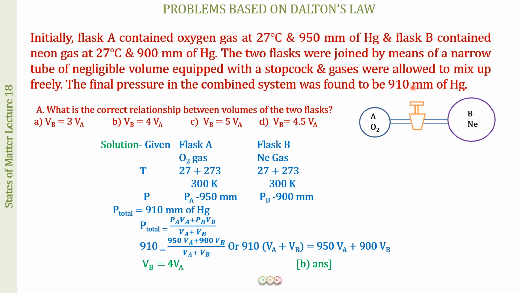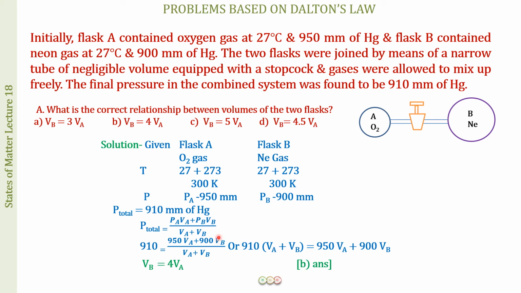When we have opened the stopcock, these two gases are going to mix with each other, and the pressure which we will be getting is 910 mm of mercury, right? So what is going to be P total? We have already learned the derivation in the last lecture while we were talking about Dalton's law, where we did the mathematical deduction of Dalton's law.